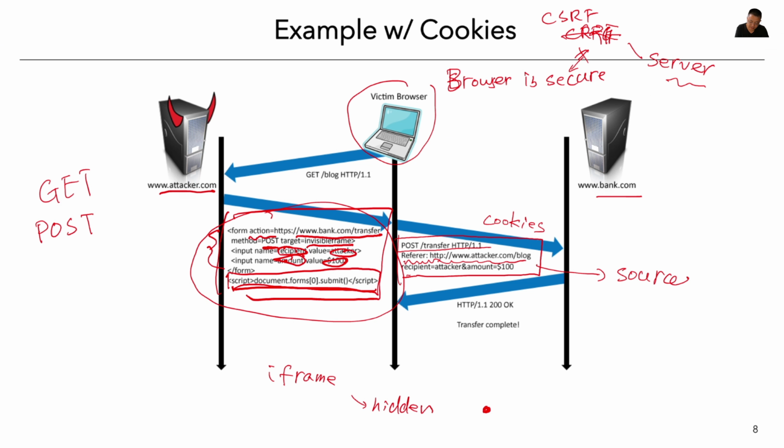Because this request clearly does not come from bank.com. Instead, it comes from attack.com. Again, the vulnerable server will ignore this referral here. So this will be one of the defense mechanisms to prevent cross-site request forgery.